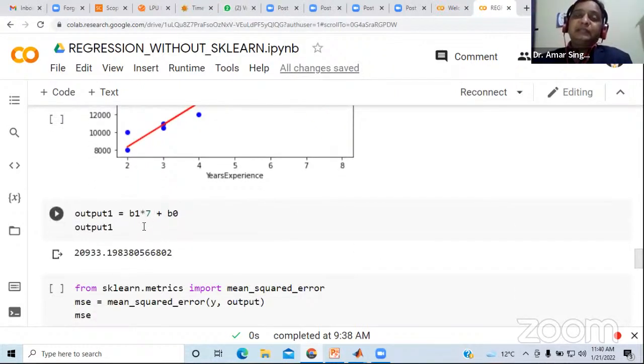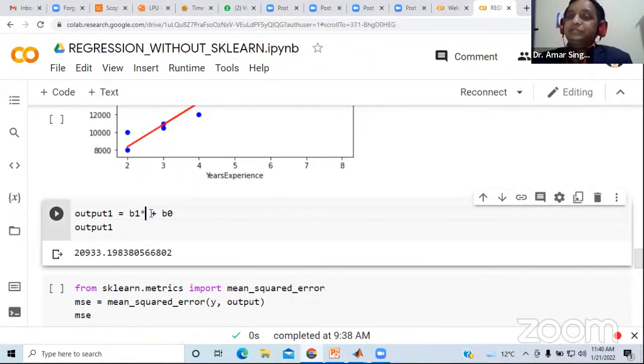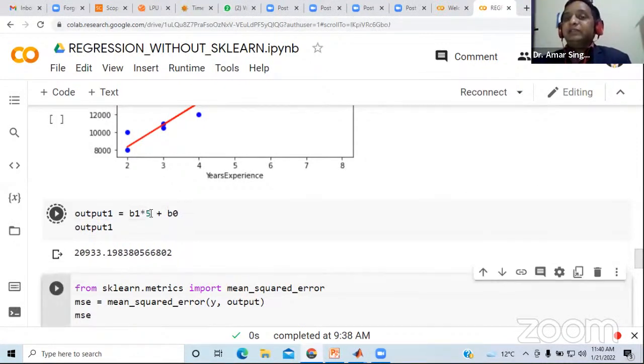Now I want to predict, if a person has 7 years of experience, what salary he will get. So implement the regression algorithm here: B1 multiplied by 7 plus B0. So if a person has 7 years of experience, he will get 20,000 salary. Okay. Now if I have to write here, let me check it. If a person has 5 years of experience, what salary will he get?